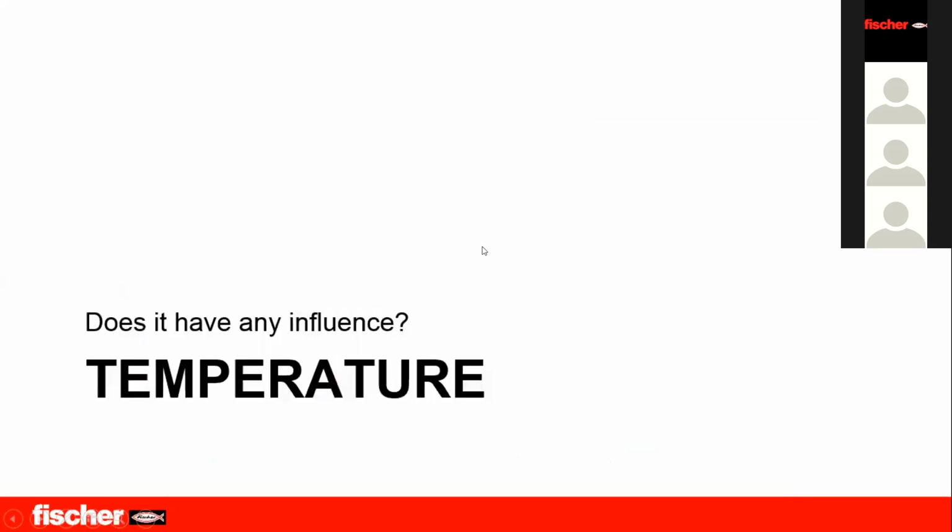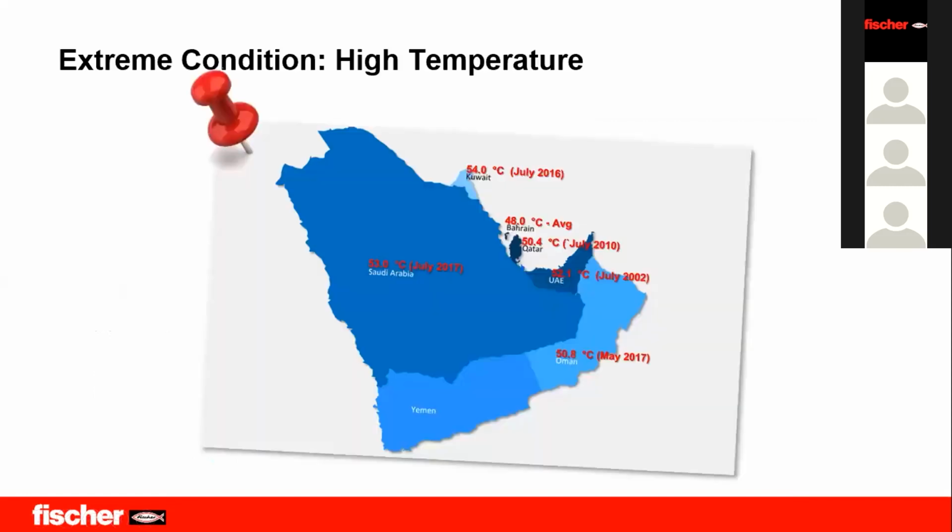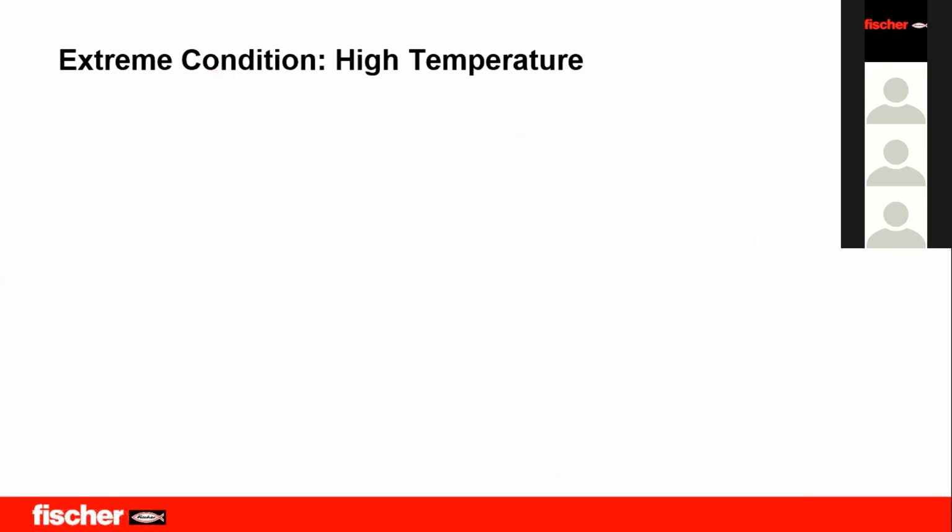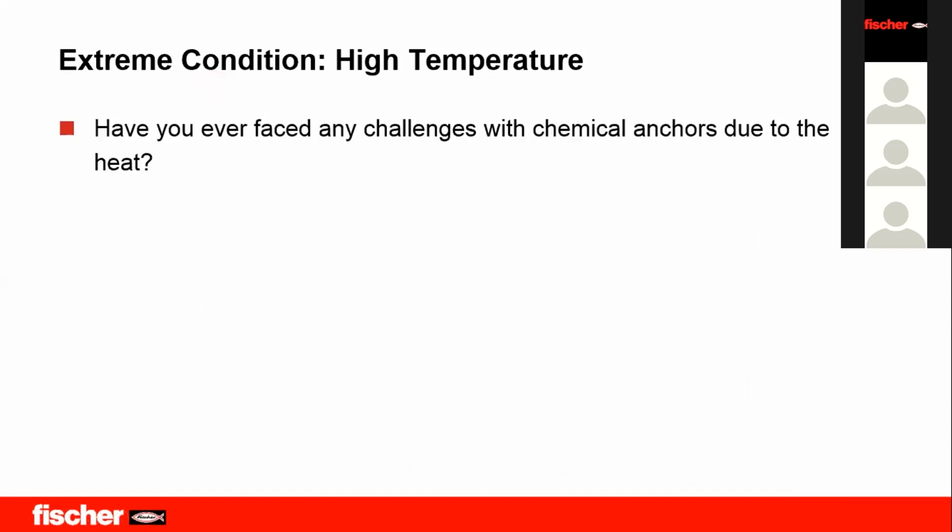So this is one example showing that increasing the diameter is not always the solution. Now moving to the third important factor, which is the temperature. What about the temperature, in high temperature, especially in the Middle East? We are facing many high temperatures, with temperature reaching around 54 Celsius and more. So will this high temperature affect what? Have you ever faced any challenges with chemical anchoring due to the heat?